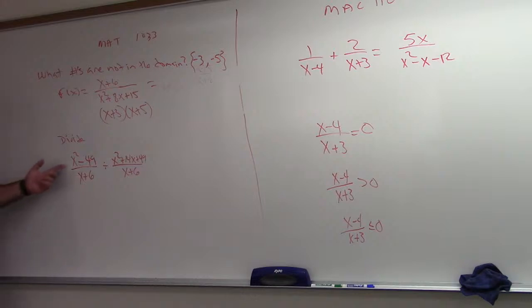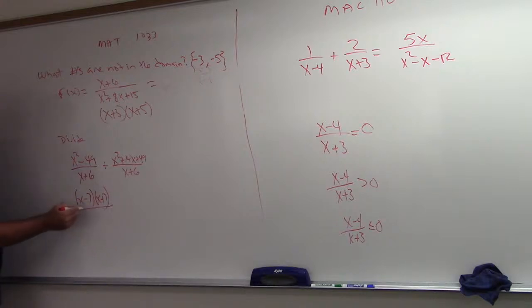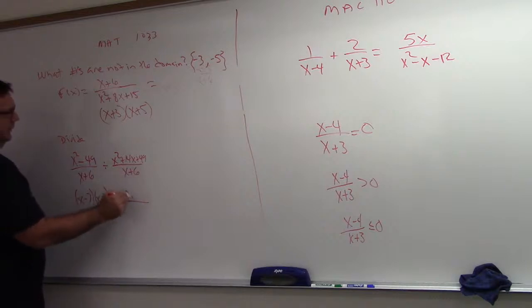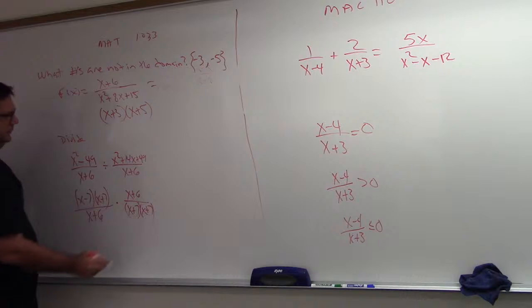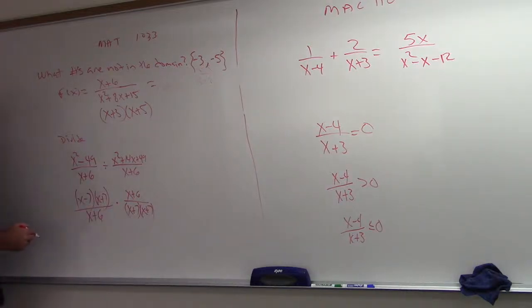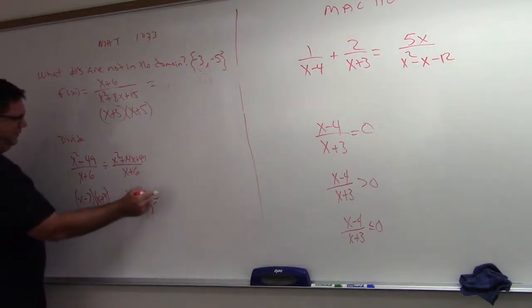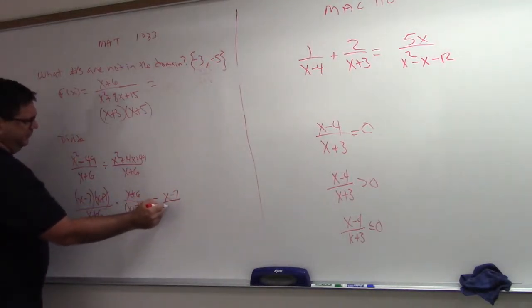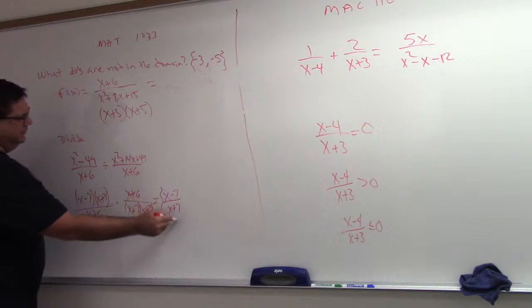Now, what did you get here? I got x minus 7 over x plus 7. Okay, so you did keep change flip, yes? x minus 7, x plus 7 over x plus 6 times x plus 6, x plus 7, x plus 7. x plus 6 and x plus 6 cancel, x plus 7 and x plus 7 cancel, x minus 7 over x plus 7.